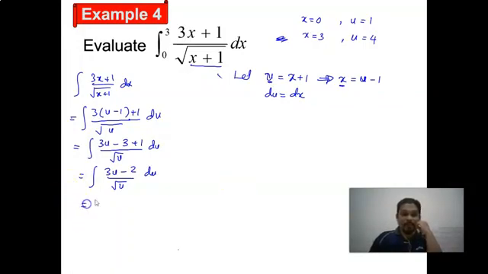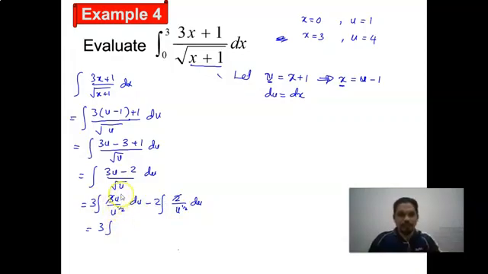So class, I separate this into two parts here. Integral of 3u divided by square root of u means that we're talking about u to the power of 1 over 2 du, minus integral of 2 divided by u power of 1 over 2 du. So take the 3 and 2 outside because it's just a constant. So you come up with 3 integral of u minus u power of half. So u power of 1 divided by u power of half.